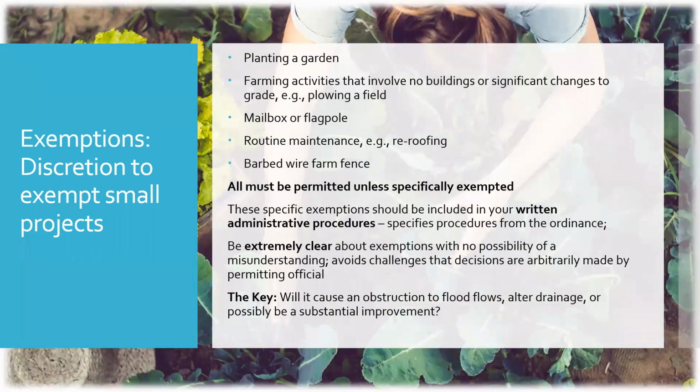So I did mention exemptions to small projects. We do have the discretion to exempt small projects because otherwise these things should have permits unless we specifically write that it doesn't need them. So that's where written administrative procedures comes in. They're not required, but they are highly recommended, and it just kind of supplements your ordinance. So things like planting a garden, farming activities that don't significantly change the grade, mailboxes, routine maintenance such as re-roofing.